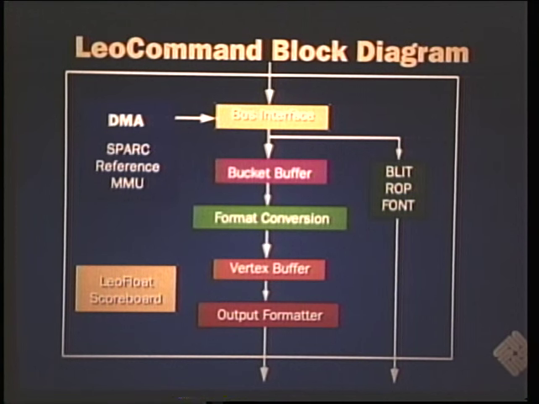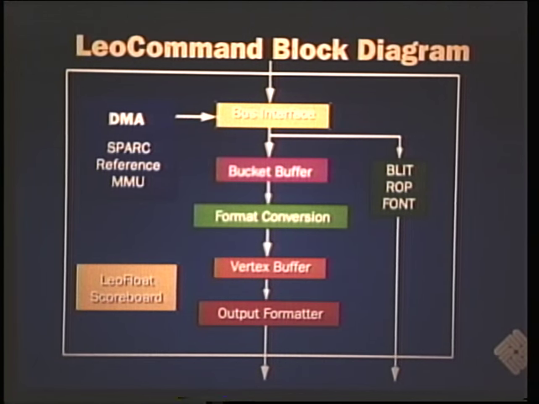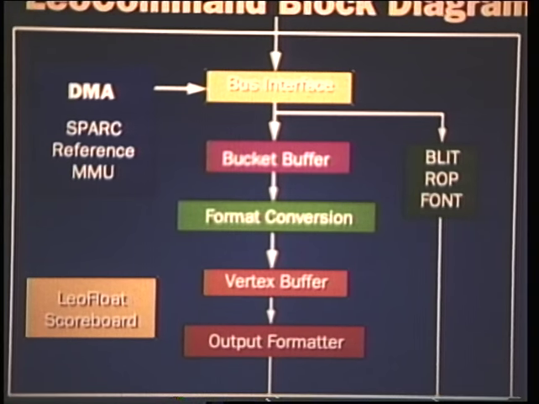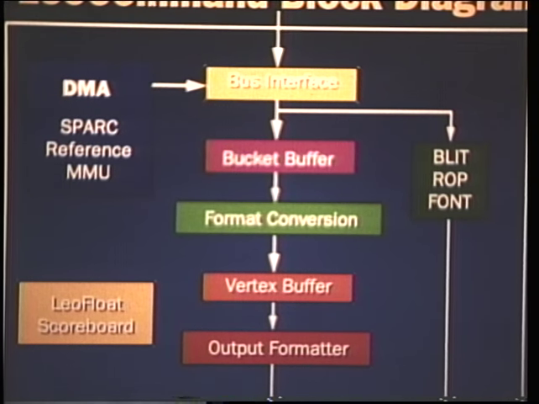Okay, well, I'll now go through the Leo pipeline in a little more detail. The first chip is Leo command. It is the system interface, bus master, and system controller. It could perform both DMA transfers from the host processor as well as act as a slave on Sun's S-bus interface. Below that, Leo command has a variety of function units to help in its process of breaking up primitives into isolated units. We have a bucket buffer for assembling multiple primitives, averaging over DMA bursts. We have a format converter that converts all manner of different strange numeric types.